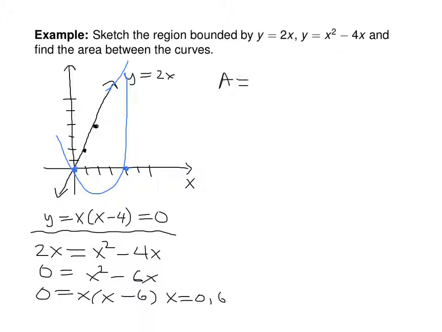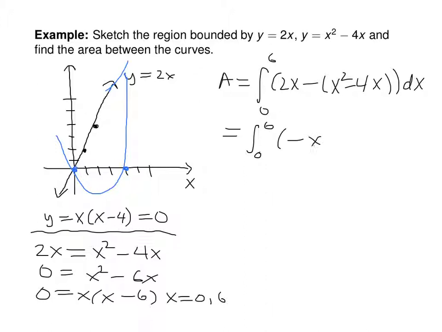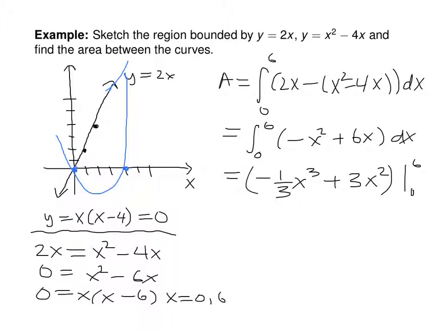Now the area between the curves is given by an integral from 0 to 6 of the upper curve, which is 2x, minus the lower curve, which is x squared minus 4x. So that's the integral from 0 to 6 of negative x squared plus 6x dx. And now anti-differentiate: we'll have negative 1/3 x cubed plus 3x squared, evaluated from 0 to 6. I'll double check that your final question is not such painful arithmetic. But when you work this all out, we end up with 108.